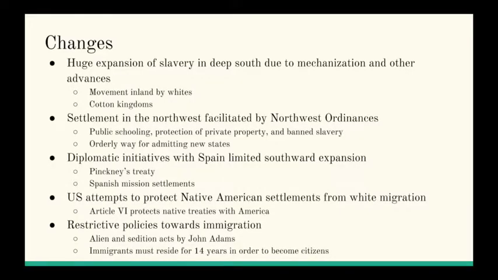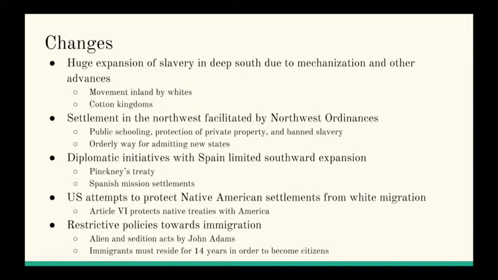One of the changes in Unit 3 was a huge expansion of slavery in the Deep South due to mechanization and other advances. Short staple cotton could now be grown with less water, which made movement inland by whites and also caused the creation of cotton kingdoms. Another change during Unit 3 was that settlement in the Northwest was facilitated by the Northwest Ordinances, the first of their kind. It allowed for public schooling, protection of private property, and banned slavery, and it was an orderly way for admitting new states. Another change was that diplomatic initiatives with Spain limited southward expansion, such as Pinckney's Treaty, which created a cutoff line for American expansion south, as well as the creation of Spanish mission settlements.